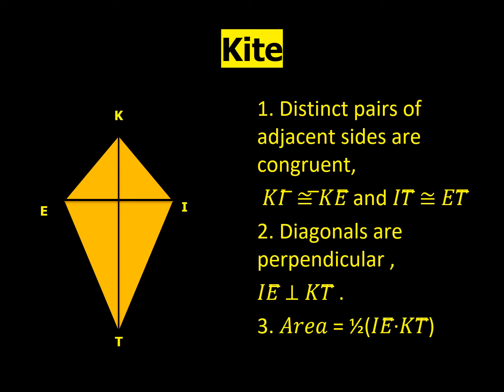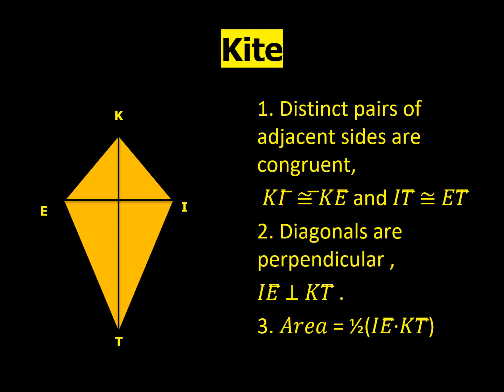Okay, another one, we have kite. Distinct pairs of adjacent sides are congruent. So the distinct sides are KI and IT. Also with KE and ET. Okay, so another pair of distinct adjacent sides.